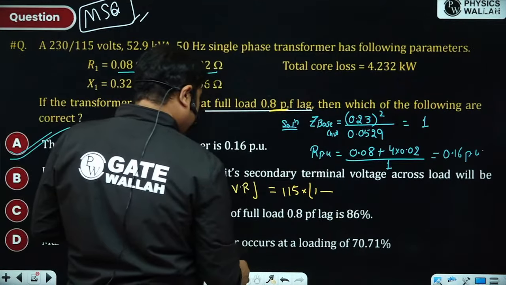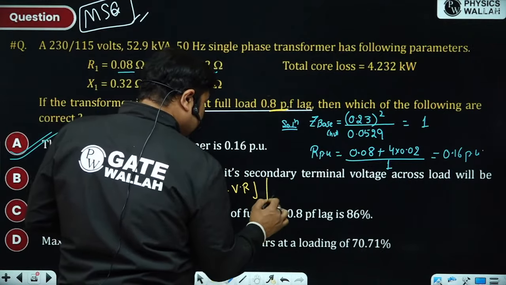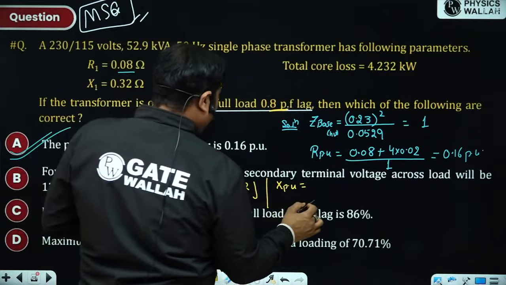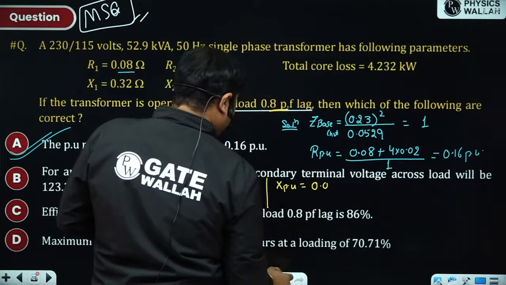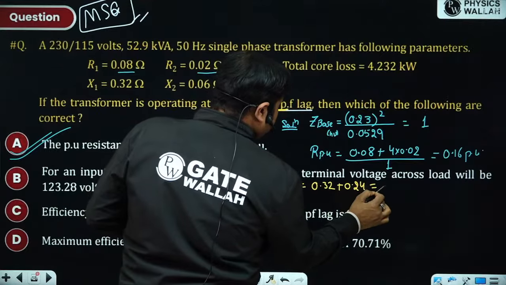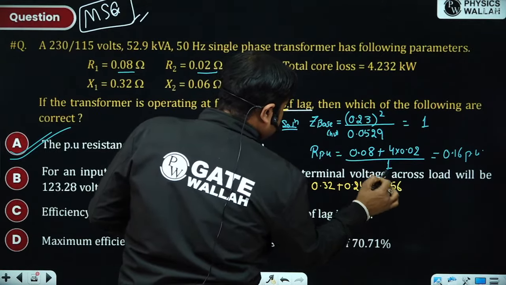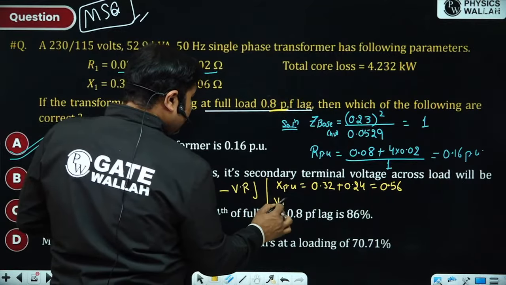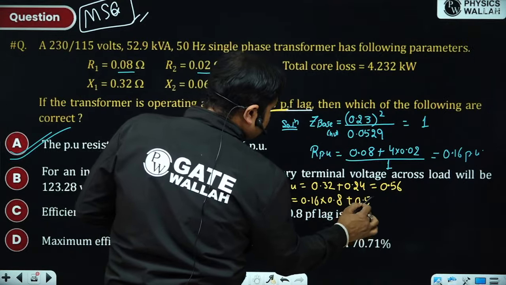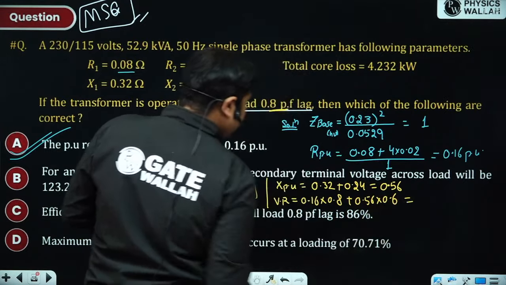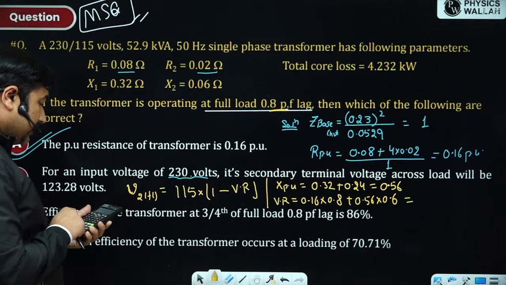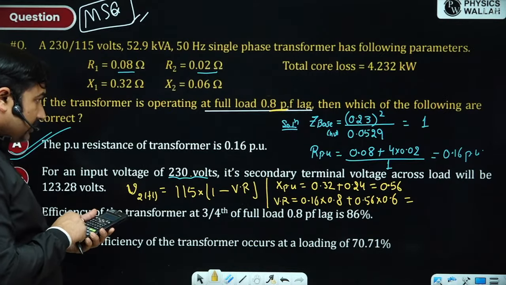So can you calculate X per unit as well? R per unit we have. Can you calculate X per unit? X per unit will become 0.32, and 4 times of this is 0.24. So that gives 0.56. And voltage regulation will become 0.16 into 0.8 plus 0.56 into 0.6. So this will be the voltage regulation: 0.16 into 0.8 plus 0.56 into 0.6.